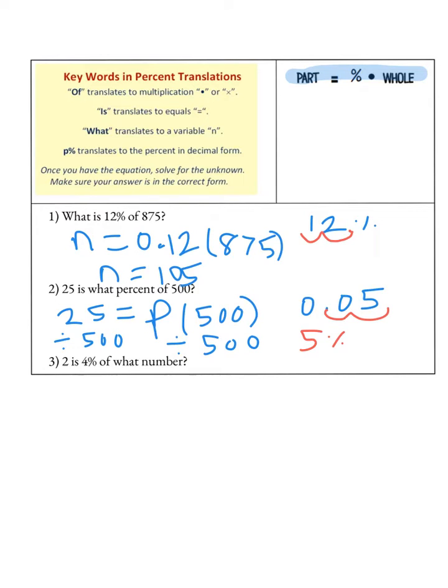All right, and lastly, 2 is 4% of what number? So 2 is equal to, and remember we need to change our percent to a decimal before plugging into the equation. So if I have 4% here, and I want to change that to a decimal, I'm going to move my decimal 2 places to the left, which would give us 0.04. So 2 is equal to 0.04, and we don't know what our number is, so I'm going to use n as my variable.